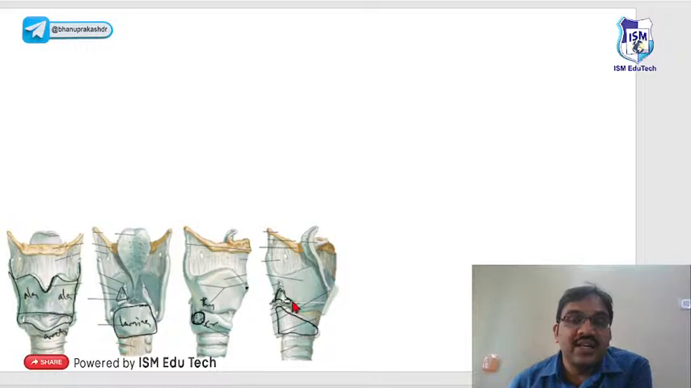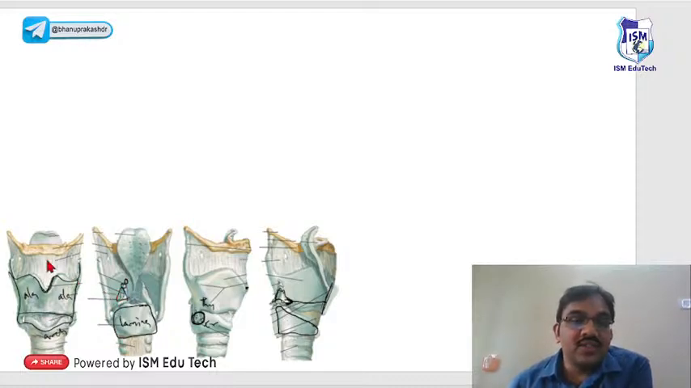It has a vocal process anteriorly that gives rise to the vocal cord, and the vocal cords attach anteriorly to the posterior surface of the thyroid ala, in the midline. Clear? I think till now it is clear. Above the arytenoids lie the corniculate or Santorini cartilages, and above them lie the cuneiform or Wrisberg cartilages.